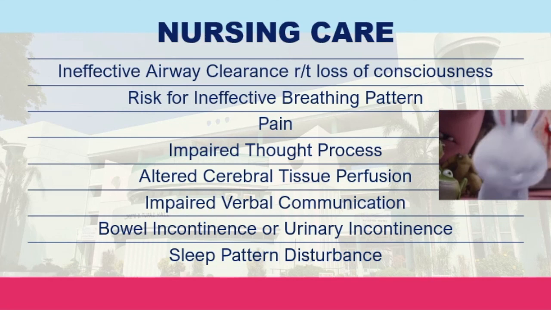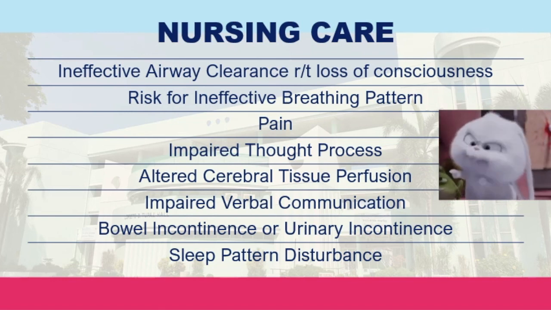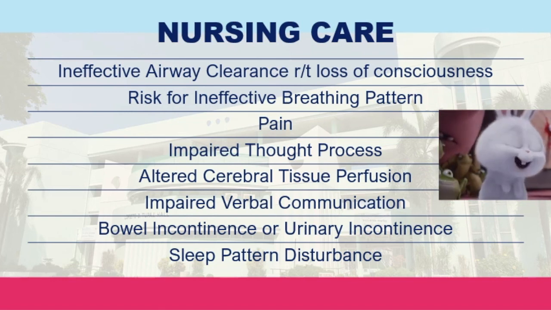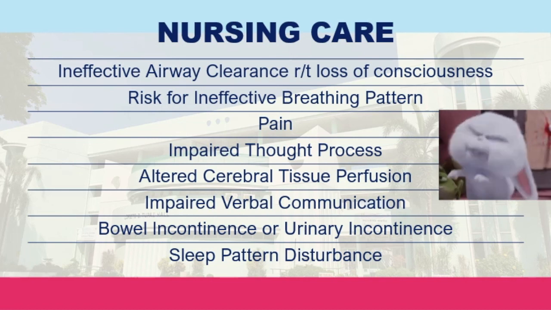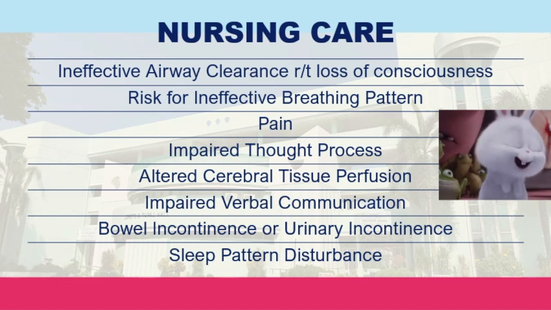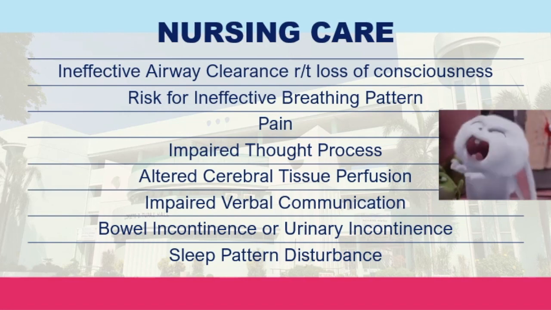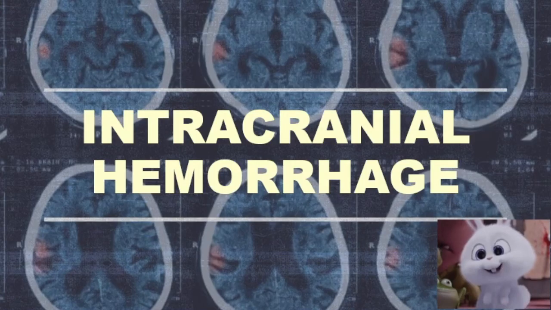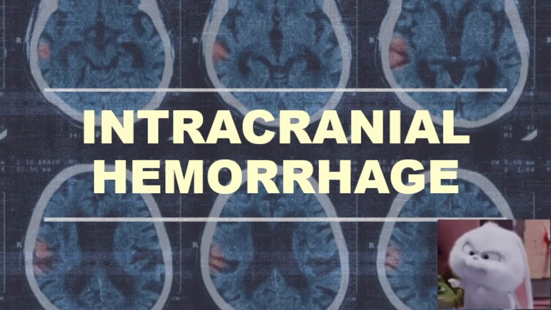So, class, for the nursing care of this patient, look at the possible nursing diagnoses. Almost the same. So you have ineffective airway clearance, risk for ineffective breathing pattern, pain, impaired thought process, altered cerebral tissue perfusion. Then you have your impaired verbal communication, bowel and urinary incontinence, and sleep pattern disturbance. That will be the end of your discussion in this topic.